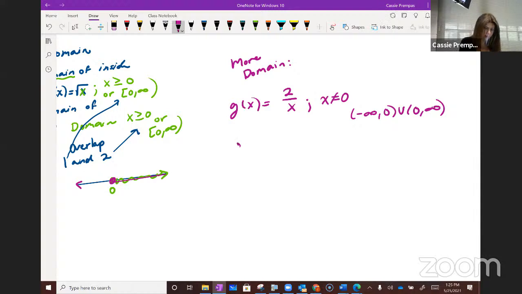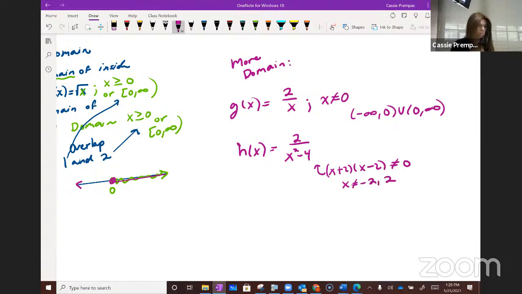Or let's say that I have h of x is equal to 2 over x squared minus 4. Then I would say x squared minus 4, or x plus 2 times x minus 2, can't equal 0. So x couldn't equal negative 2 or 2. These are just some additional examples of domains.